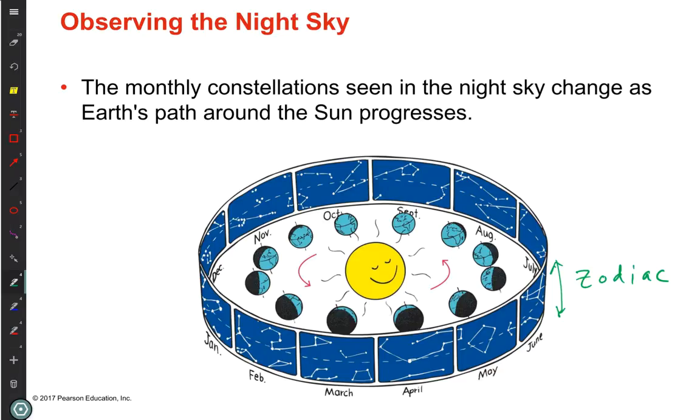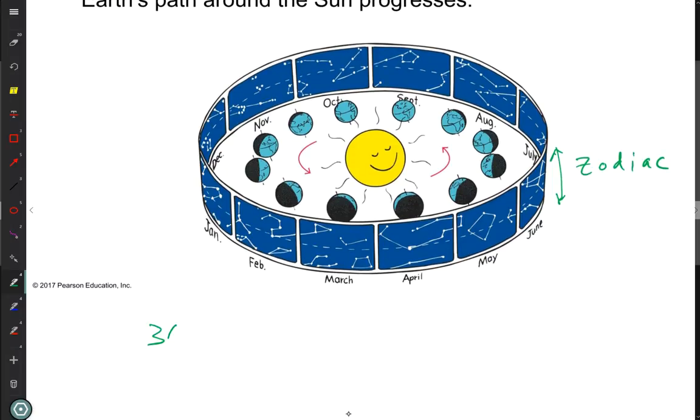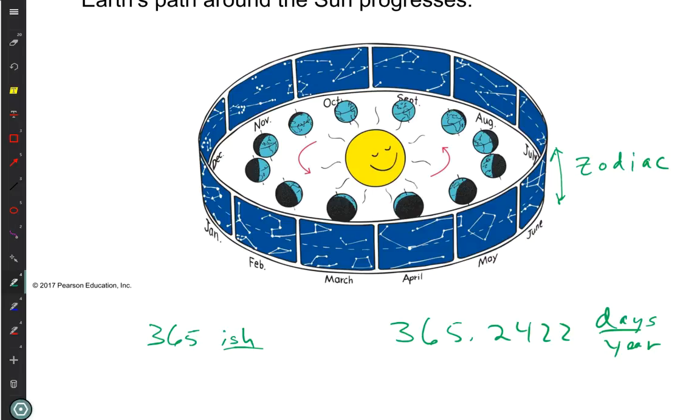Furthermore, how many days are in a year? 365-ish. The correct answer is 365.2422 days per year. It's not an integer number. Because it's not an integer number, we have to do something to correct the calendar. So what do we do to correct the calendar? We add a leap day. How often? Every 4 years.